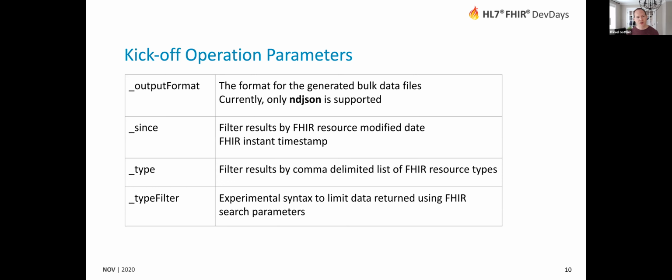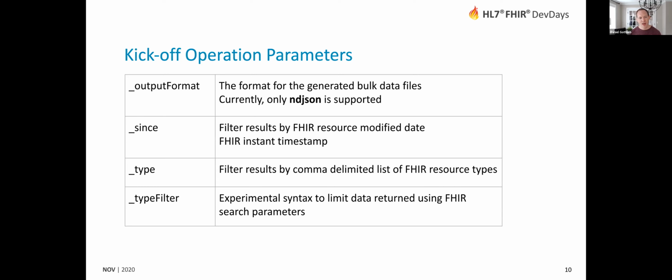The next parameter is called _since. This is a really important parameter for many common use cases. It lets you filter to only get FHIR resources that have been modified after a particular date, after a particular timestamp. So you can imagine if you're pulling data on a nightly basis from one system, you might use the _since parameter to only get data that's changed since the last time you pulled data successfully.